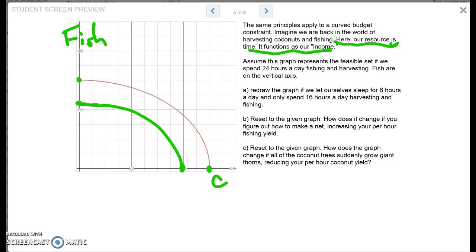So if I spend all day fishing, I might end up with, I guess that's 45 pounds of fish. But since the net technology doesn't affect coconuts, if I spend all day harvesting coconuts, I would still end up at the same place for coconuts. So the amount of fish I would get if I spent all day catching fish would go up, but it wouldn't change the intercept on the coconut axis. It would just raise the intercept on the fish axis. I'm going to erase some of this. We can do part C.